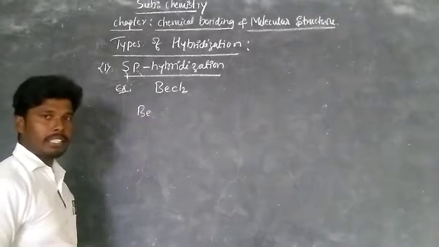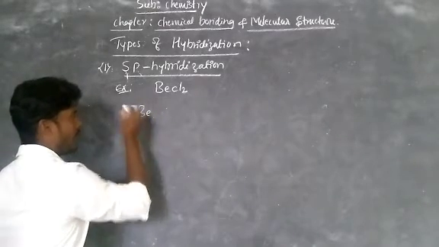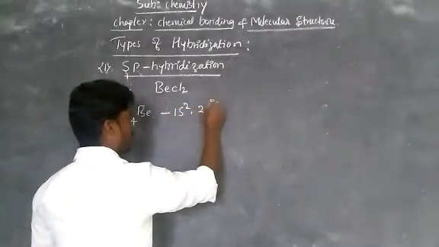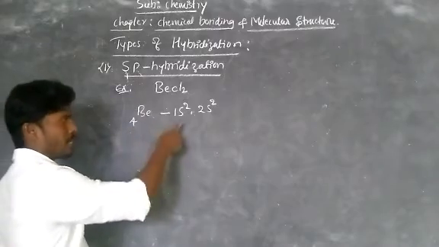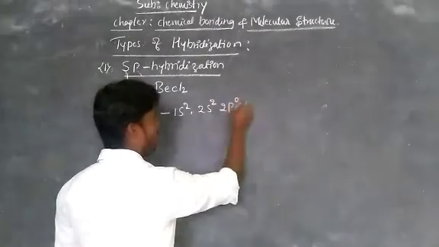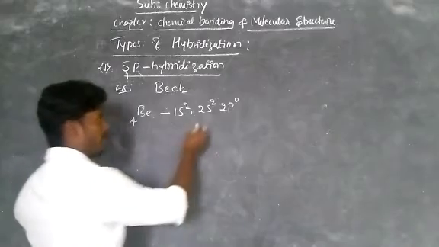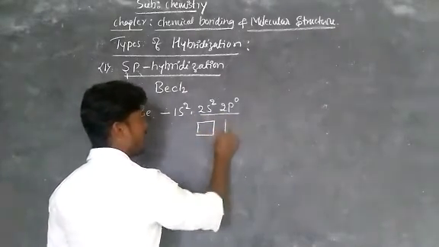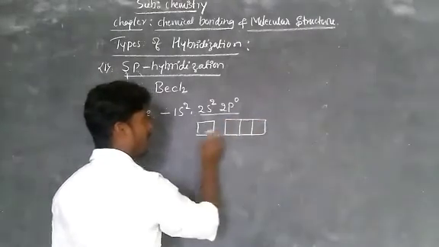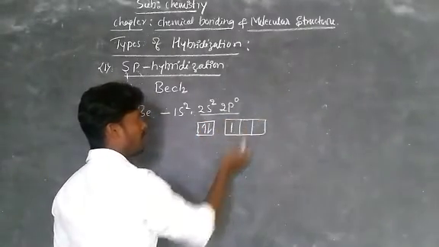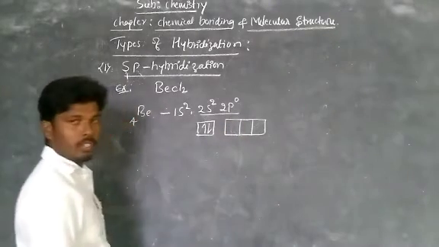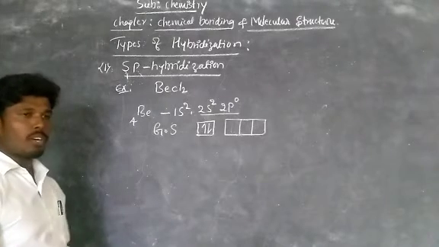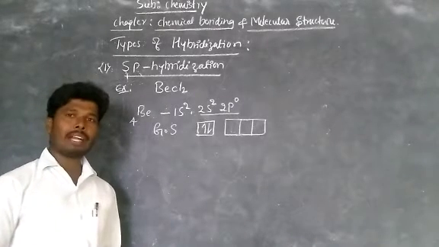Now what is the atomic number of beryllium? Hydrogen 1, helium 2, lithium 3, beryllium 4. The atomic number is 4. Now write the electronic configuration: 1s2 and 2s2. After 2s2 there is an empty 2p orbital in the outermost shell. Now write it in orbitals, s and p. How many orbitals are there in p? Three. Here there are no electrons. This is the electronic configuration in the ground state.